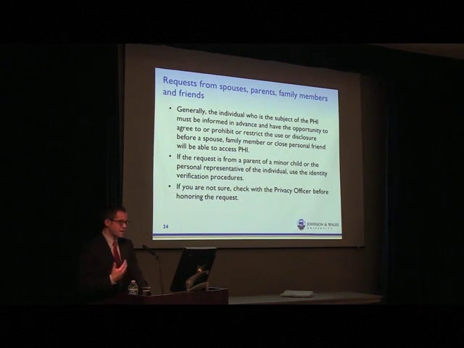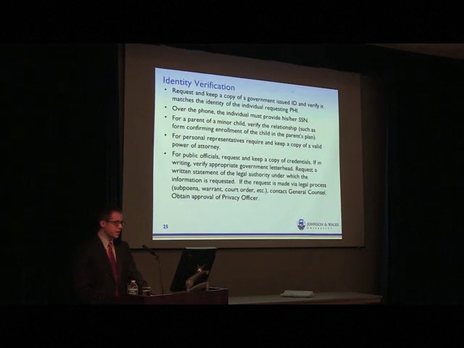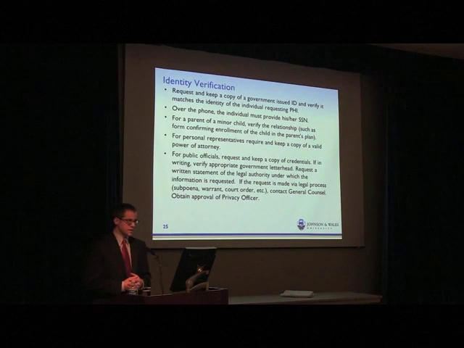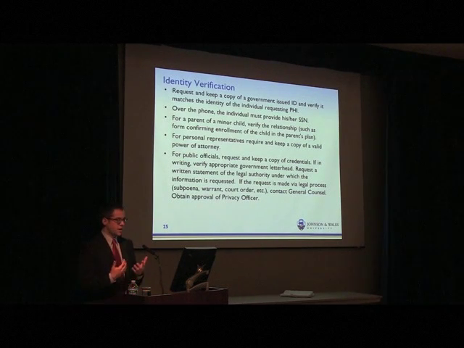An individual is permitted to restrict to whom the information is provided. They can call you up and say, I don't want you sending my information to these people. We must agree to that, and that must go on file, must be documented. But you will receive requests from someone who's not the subject of the PHI, and you have to verify their identity. This can be either a government ID, or if you're over the phone, a social security number.